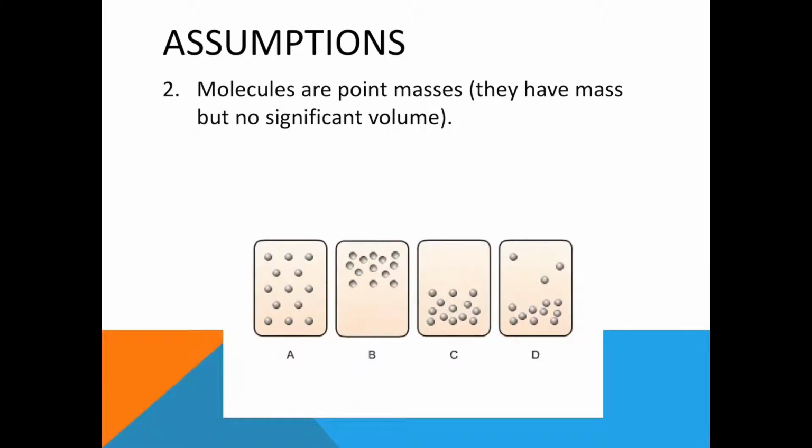Assumption number 2 is molecules are point masses, which means they have a mass, but they don't have a significant volume. Take a look at the pictures below. If we count all these up, all of these are going to have roughly the same amount of molecules. So they have the same mass, but you can see that their volume is different in every picture. And that is either due to the container that they're held in or just the way they want to be. It really doesn't matter because they don't need to have a significant volume.